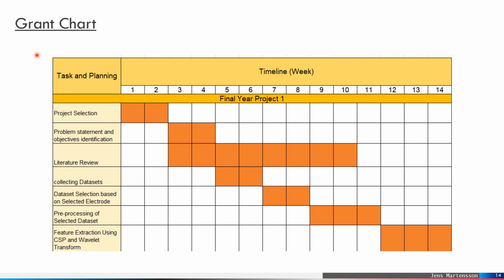So this is the Gantt chart of my project. First we had the project selection, followed by the problem statement, objective identification, followed by the literature review, collecting the data sets, the data set selection based on selected electrodes, and then the pre-processing of the selected data sets, which will be done over these 3 weeks, and then lastly the feature extraction using CSP and wavelet transform.